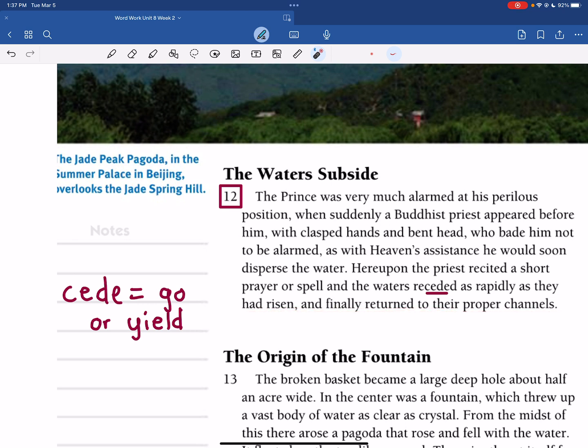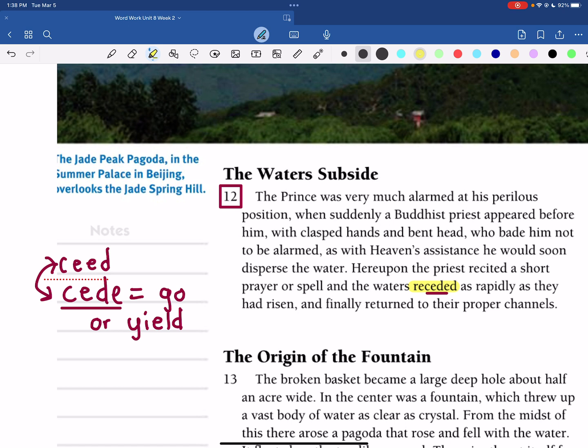Now, we already know where the root word is because I underlined it in red. Cede, the root word C-E-D-E, can also be spelled C-E-E-D. In this case, it was spelled C-E-D-E. Now, either of these roots both mean go, both mean yield. In this example, we see C-E-D-E. That means go or yield. The whole word is receded. We know that somehow means go.